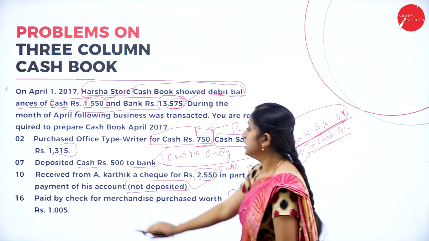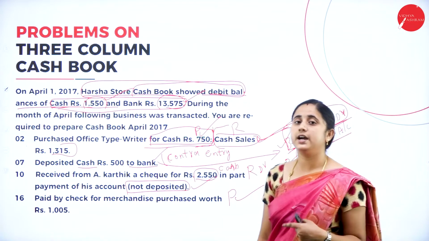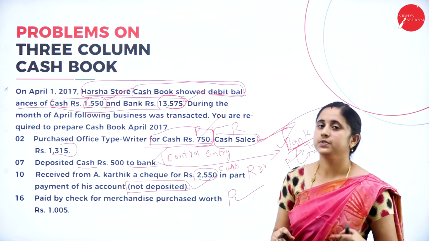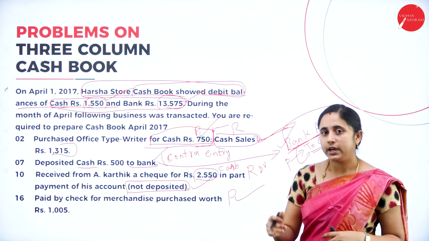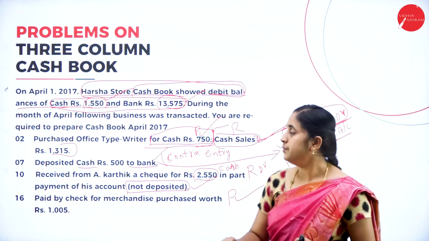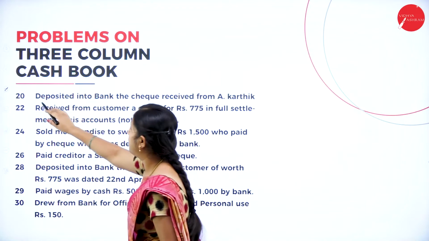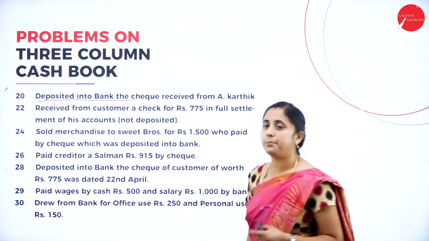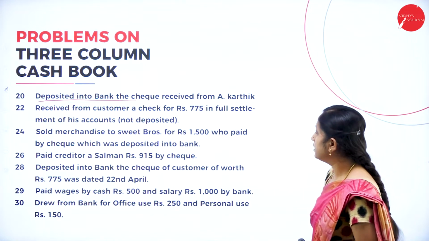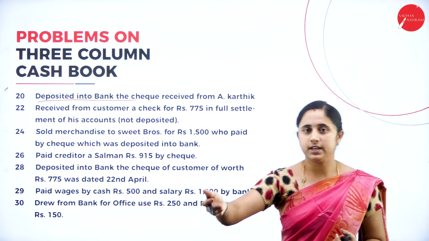So on April 10th you will receive the check from Karthik and it is considered cash received. Check received is equal to cash received, so the amount is written in the cash column. Now on April 20th you are going to deposit the check into the bank. Now the check is yours, so you are going to deposit the check in the bank.